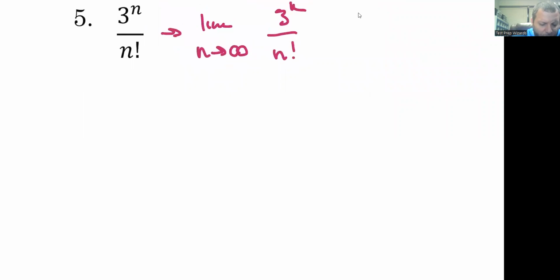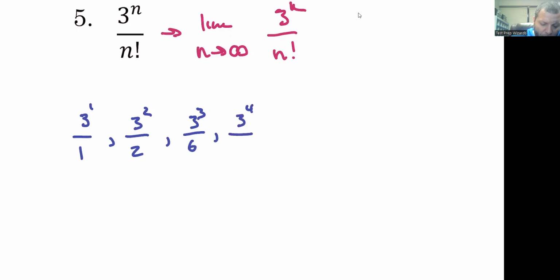So if I write out the terms in the sequence, I'm going to get 3 to the first power over 1 factorial, which is 1. My next term is going to be 3 squared over 2 factorial, which is 2. My next term is going to be 3 cubed over 3 factorial, 3 times 2 times 1 is 6. My next term is going to be 3 to the fourth power over 4 factorial, which is 24. I'm going to get 3 to the fifth power over 5 factorial, which is 120.